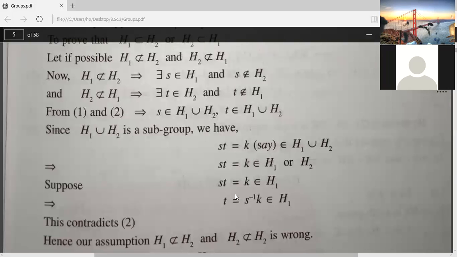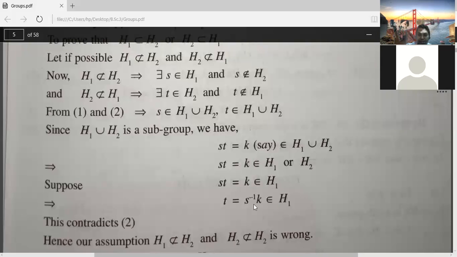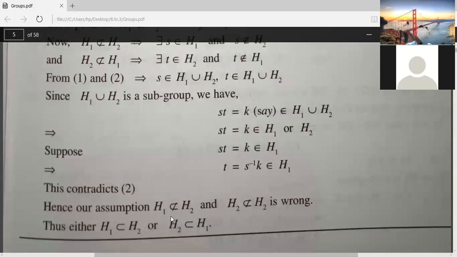Now suppose ST equal to K belongs to H1. If we shift S to the other side, we get T equals S inverse K, which belongs to H1. But by number 2, T does not belong to H1. Here we got the contradiction. Therefore, our assumption is wrong. That means H1 is a subset of H2 or H2 is a subset of H1.